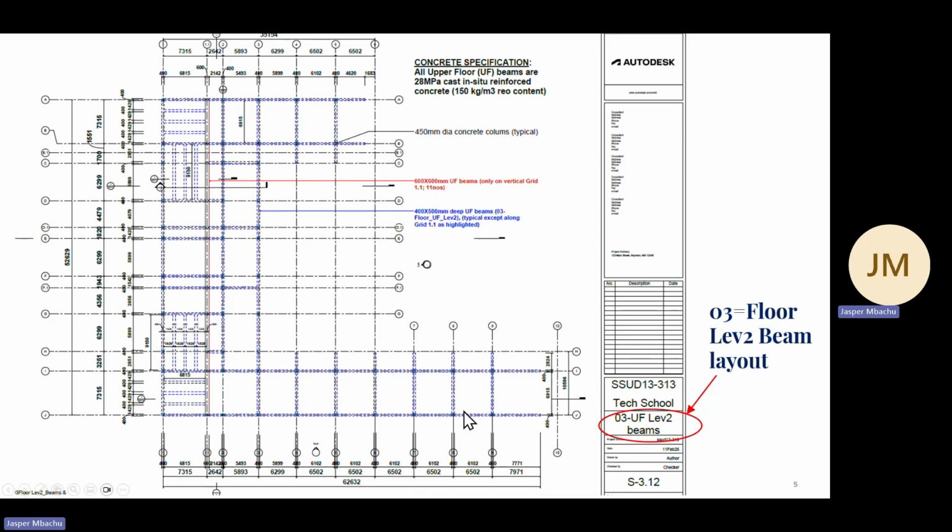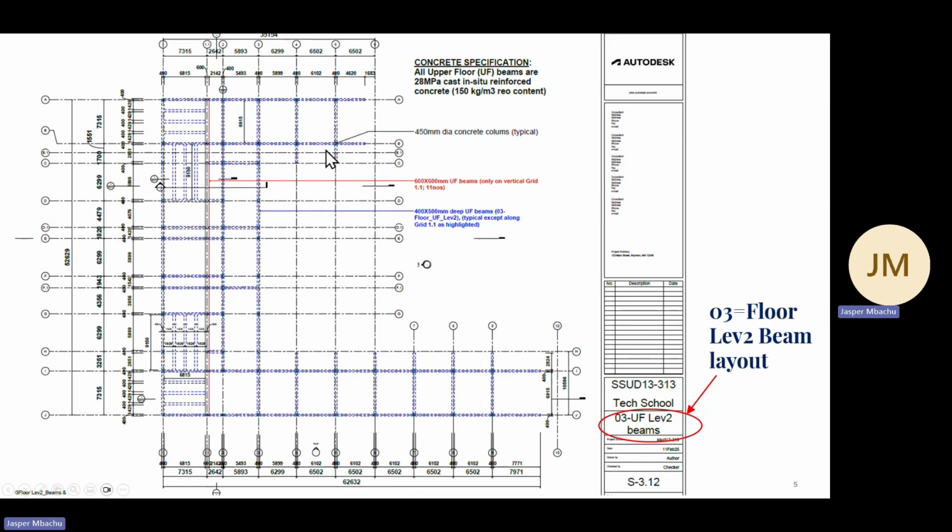So those are just the only two kinds of beams that you have, but we will have annotation, we have a concrete specification. So instead of repeating the same specification of the concrete strength, 28 MPa cast in situ reinforced concrete, 150 kg per meter cube rebar content, instead of having them in every description, we just have one central specification clause there while we annotate the beam, the column.